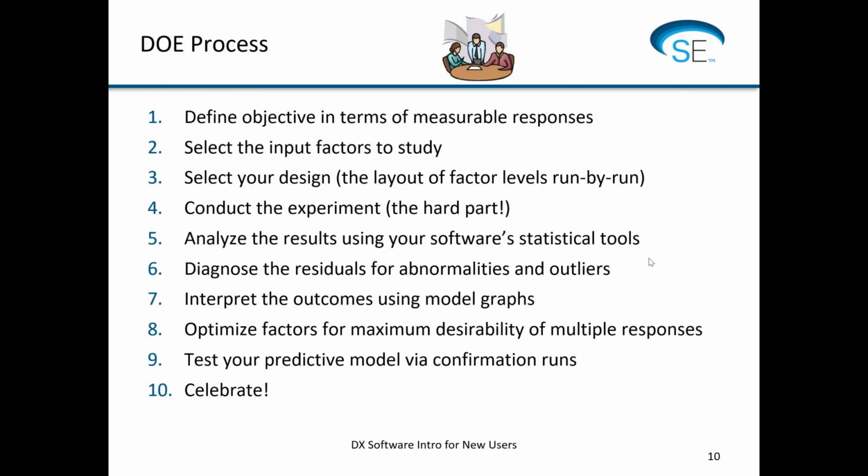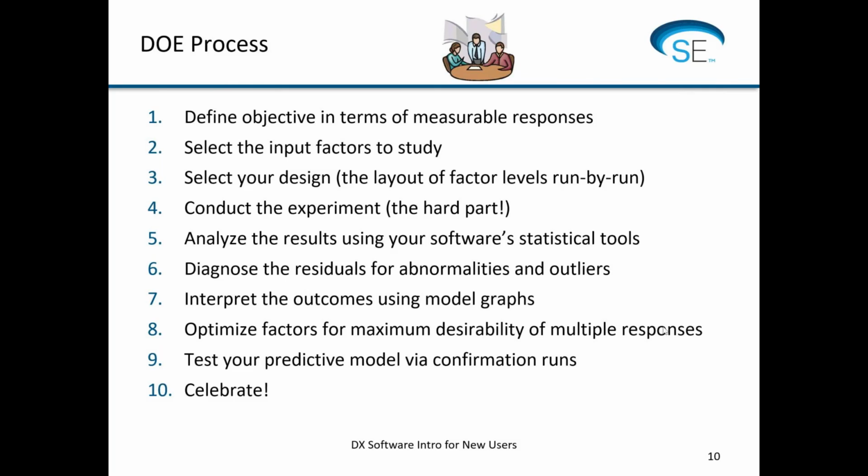We'll come back in and we'll help you analyze the results, diagnose the residuals, look for outliers, make sure your data hangs together correctly so you can reach the conclusions you need to reach. We'll help you interpret the outcomes using model graphs and other features. We'll optimize factors even when we have multiple responses. So I might want a cookie that tastes good, scores high on taste, but also a high yield from the process. So we might have multiple goals that we want to satisfy at the same time.